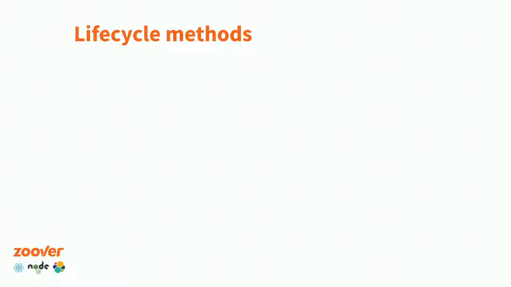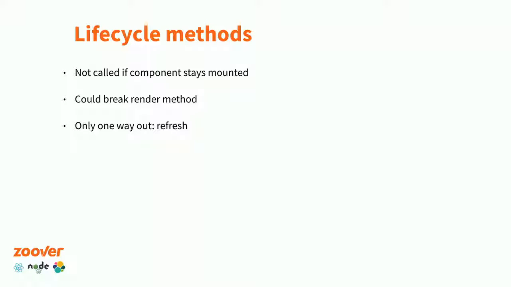Another thing that is really hard to get right, and it makes sense that it's hard to get right, is lifecycle methods. So you have lifecycle methods like component will mount, component did mount, the constructor. They are obviously not called if a component stays mounted. So if you change anything within a render method that depends on changes in the constructor or component will mount or component did mount, that could break your render method because the lifecycle methods are never called. And the only way out here is to refresh, there's no way around it. If you want to keep local state, you won't have the updates in your lifecycle methods.